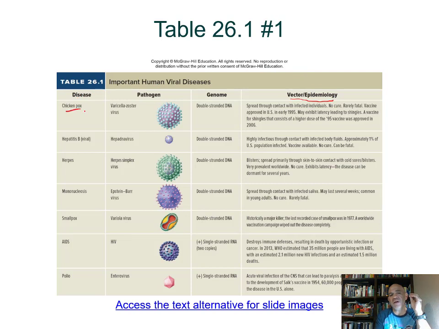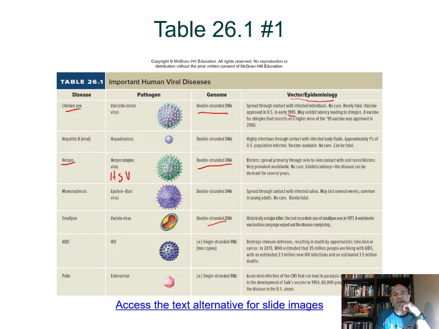So your chickenpox virus is a double-stranded DNA virus. And again, a vaccine has been available since 1995. So if you got that vaccine, you never got chickenpox the way I did. Herpes, the disease called herpes, is caused by HSV or herpes simplex virus. That's also a double-stranded DNA virus. And this one is easily transmitted by skin contact when viruses are actively being produced and released through blisters. Then you have your smallpox here.